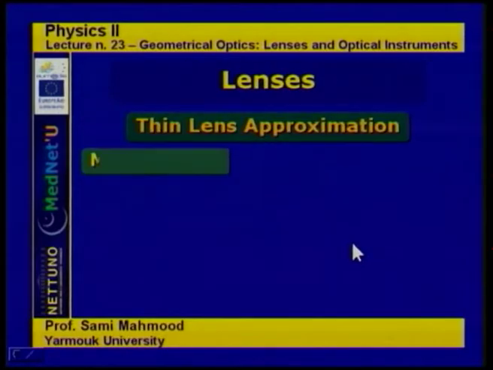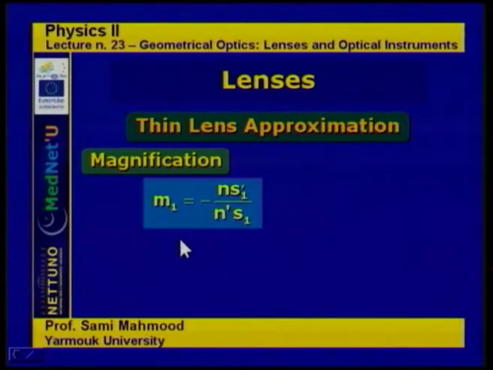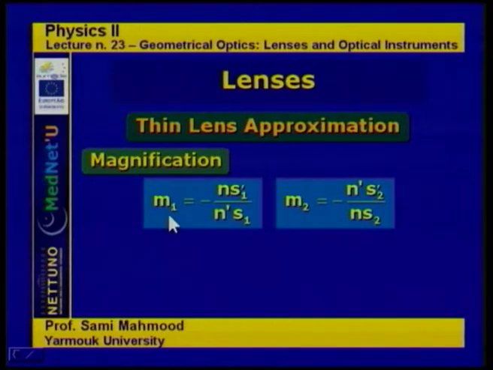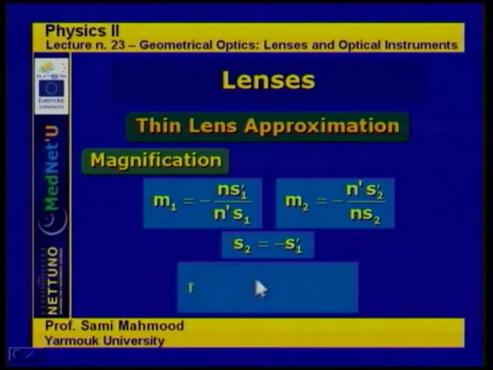And the magnification in the thin lens approximation is that for the first surface, as we have derived before, m1 is equal to minus n times s1 prime over n prime s1, and m2 is equal to minus n prime times s2 prime over n times s2. We are applying the same formula that we have talked about before for spherical surfaces. And we recall that s2 is equal to s minus s1 prime. The total magnification of the lens is simply the magnification of the first surface times the magnification due to the second surface. Multiplying these two together and making the right substitution, the magnification is equal to minus s prime divided by s. This is the magnification formula for the lens.